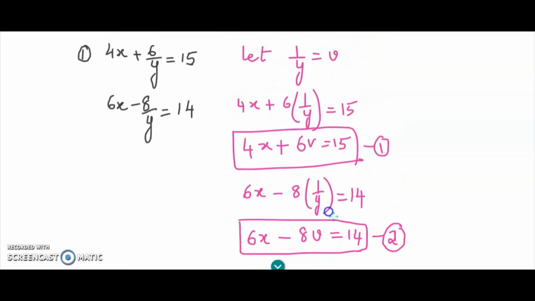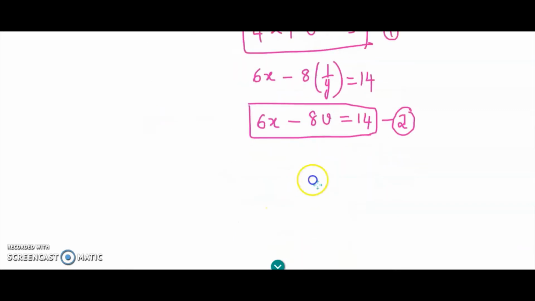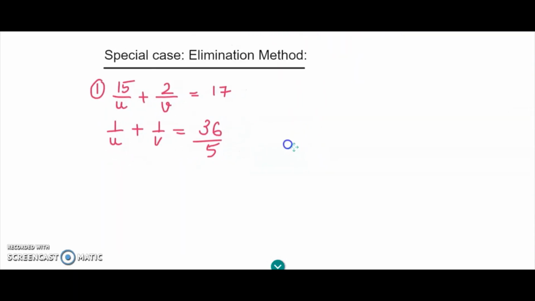So this was just a quick recap: if the variable is in the denominator, how to go about it. Now this question had only one variable in the denominator. But there is a special case where we have to reduce and change it into a simple form, because I'm having both the variables in the denominator. This time it's u and v, so we can suppose them as a and b. When both the variables are in the denominator, we have to suppose for both. So let's suppose 1 upon u as a and 1 upon v as b.